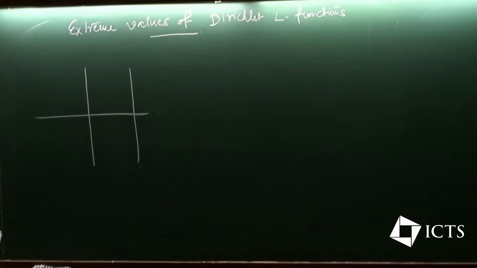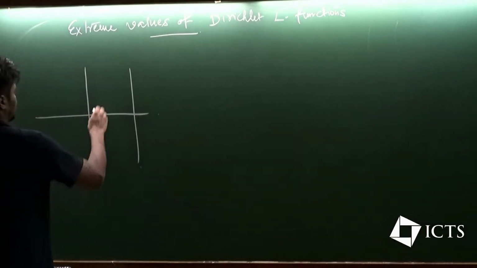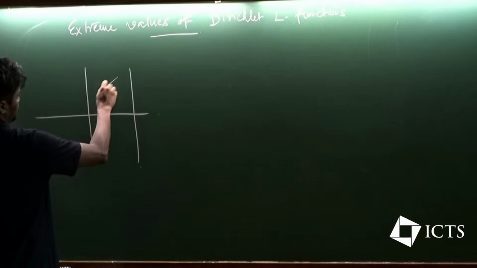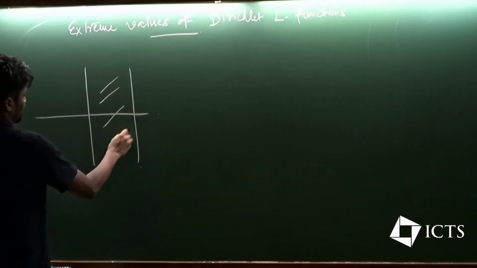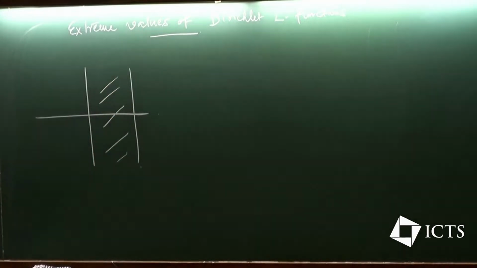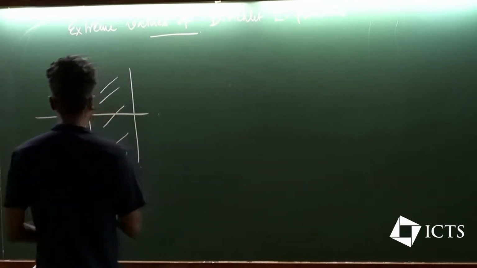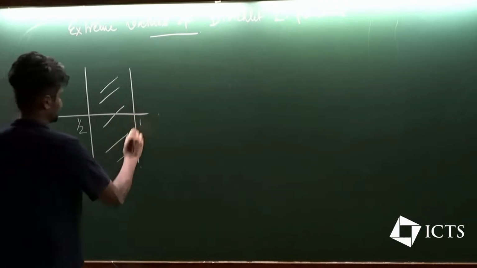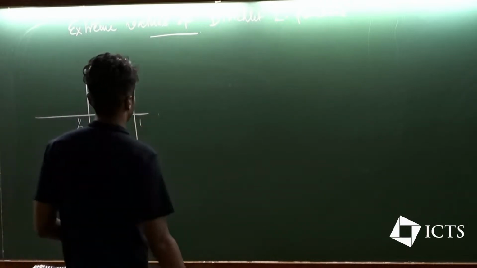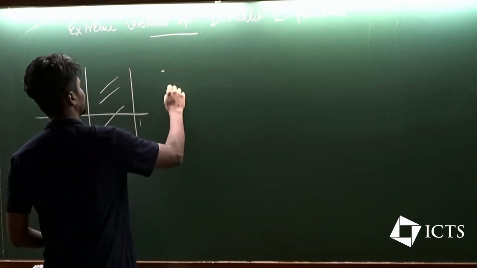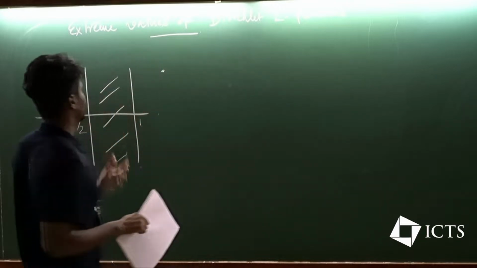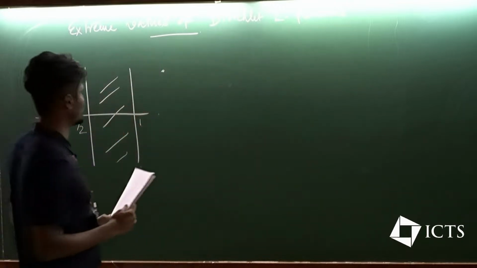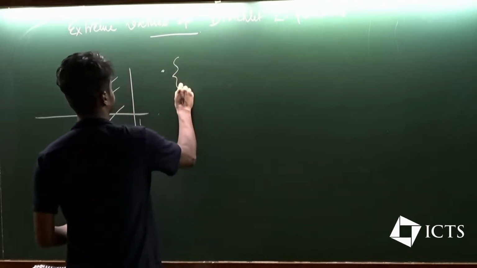Those are just GL1 L functions, and we look at them inside the critical strip and ask what the growth of those L functions is inside the critical strip. So this is one half, this is one, and especially I am looking at various kinds of GL1 L functions. I'll define a few of them.